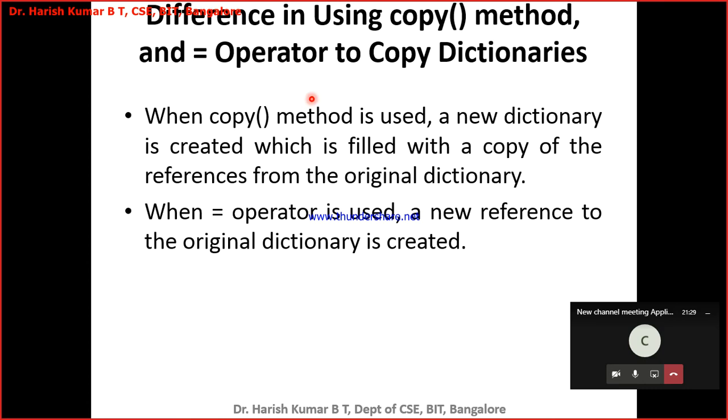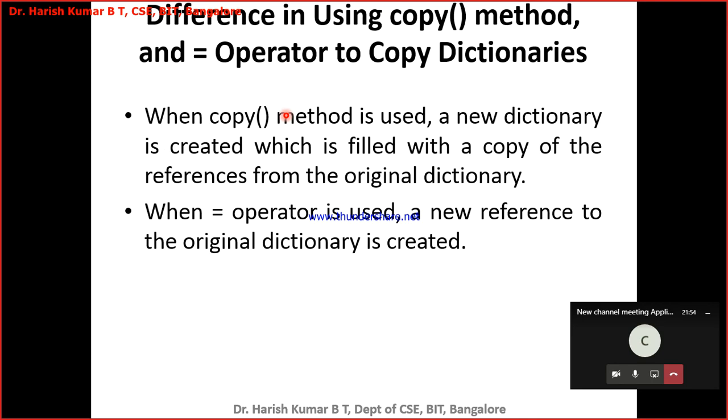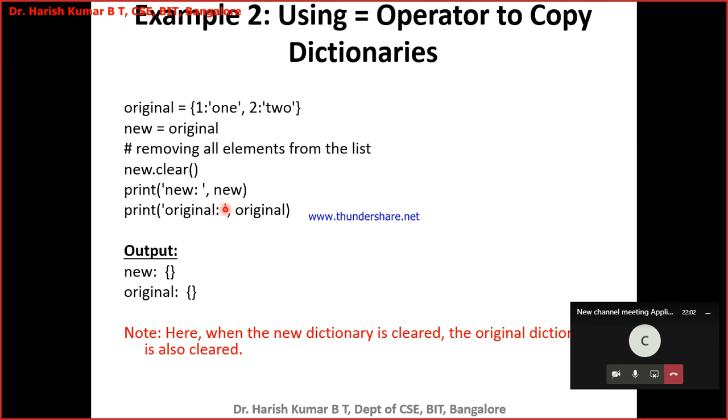Now, the difference between using the copy method and the equal to operator. You can also create a new dictionary by using the equal to operator. For example, this is my original dictionary. Instead of using dot copy, I can just say new is equal to original. This also creates one more dictionary, a new dictionary, which is the same as the original dictionary. But what are the basic differences between the copy method and the equal to operator? That is explained here with an example.